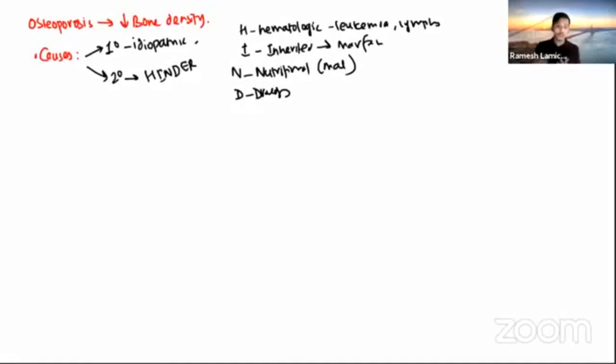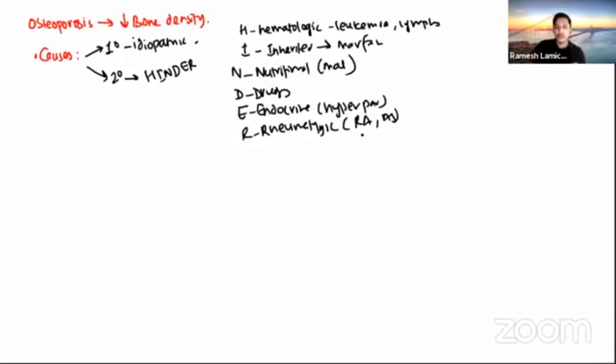So these drugs are usually associated with osteoporosis. E is for endocrine causes. In endocrine we have hyperparathyroidism, right? Hyperparathyroidism. And R is for rheumatologic causes, like ankylosing spondylitis and rheumatoid arthritis. These are the rheumatologic causes of osteoporosis. So these are the causes of osteoporosis.